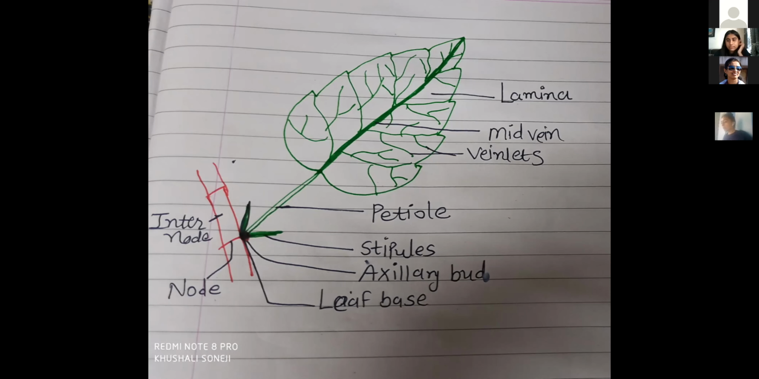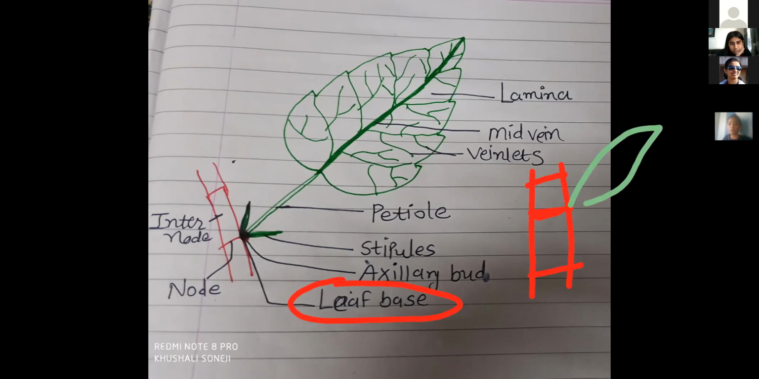Next part of the plant morphology, that is leaf. First, we have completed root and stem. Now we are going to study the leaf part. Leaf, basically, has three parts. The first part we call the leaf base. This is the stem. You know, at the nodal region, the leaf is formed, right?